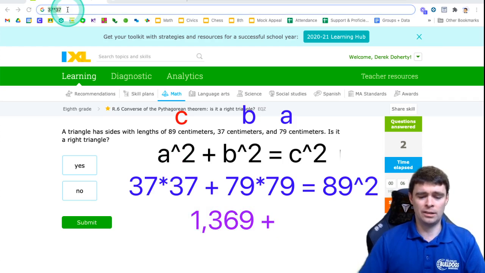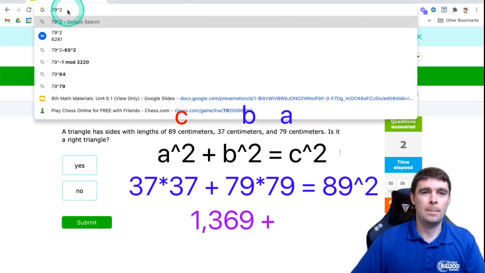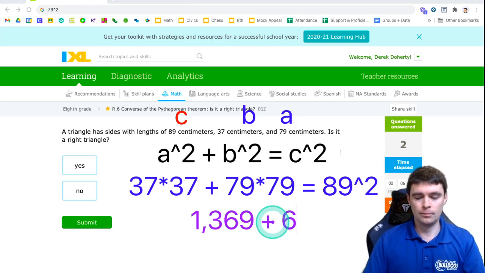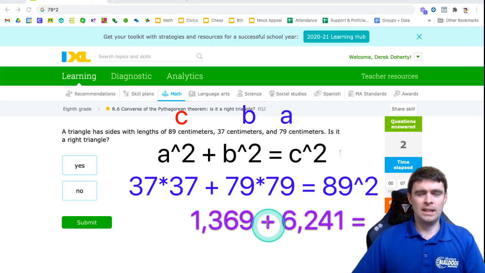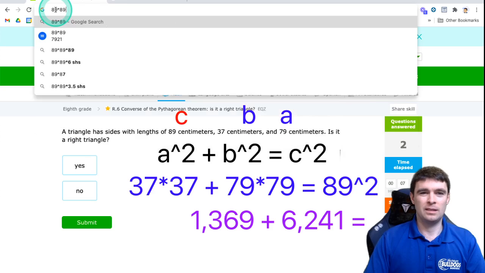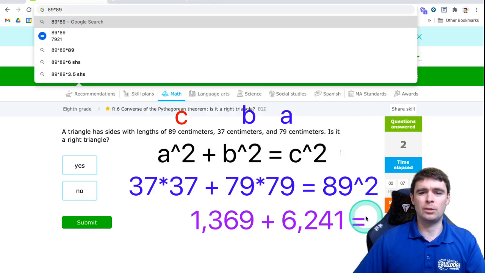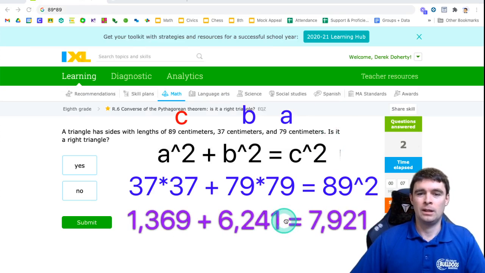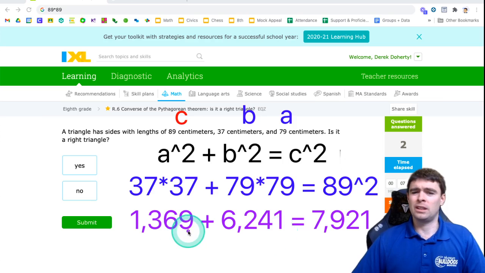You see, this is really just almost, once I understand it, testing my skills with calculators. But 79 squared is 6,241. And then 89 squared, 89 times 89, ends in 7921. And here's how I know this is not going to be a right triangle before I even add those up. This ends in a 1. This would need to end in a 0 if they added up together to end in a 1. It's not going to be exactly 7,921.